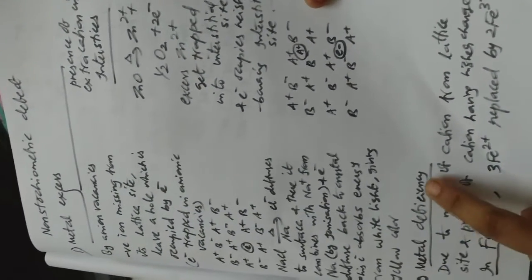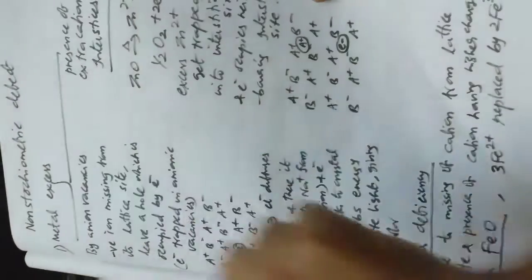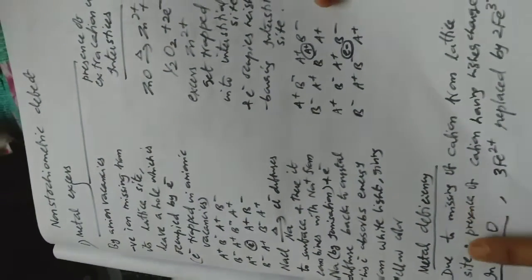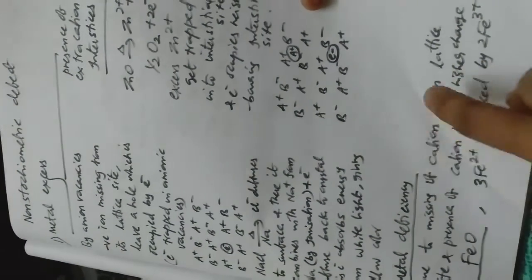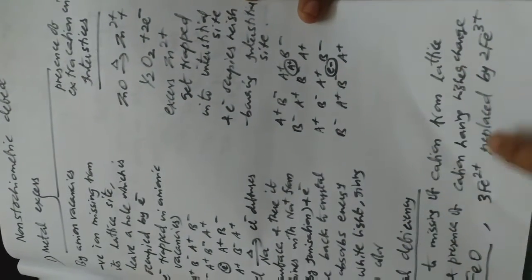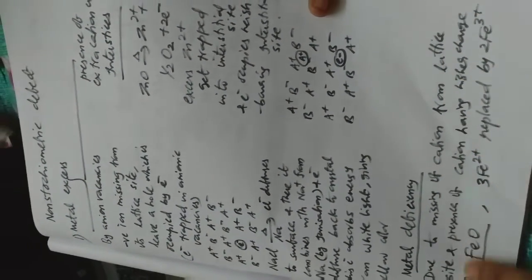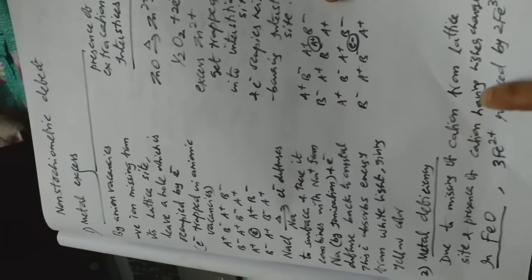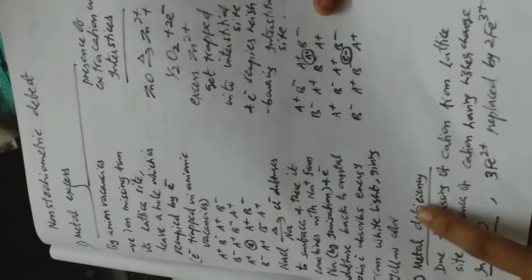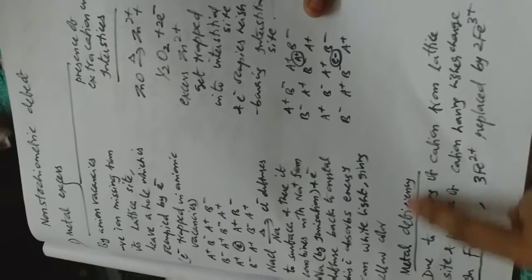The second type is metal deficiency. When the metal becomes deficient, here we have written anionic vacancy, and here you can write cationic vacancies. In the second category, extra anion in interstices is not possible because anion is larger than cation in size. So there is only one possibility here: metal deficiency due to cationic vacancies. Due to the missing of cation from the lattice site and the presence of cation having higher charge, it is called metal deficient.